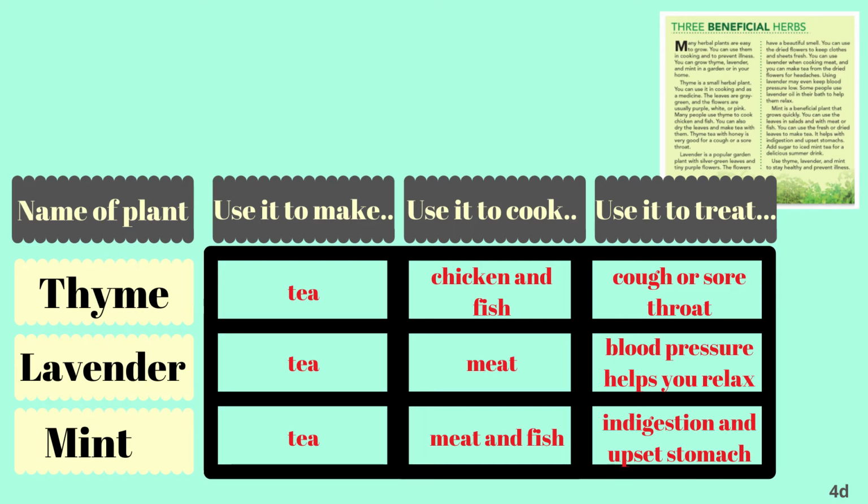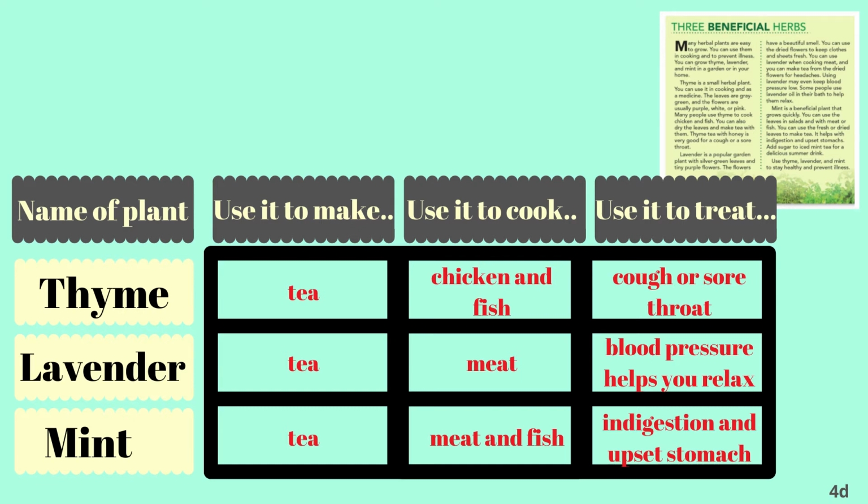Now let's look at the plant lavender. We use lavender to make tea. We use lavender to cook meat. And we use lavender to treat blood pressure and help you relax.